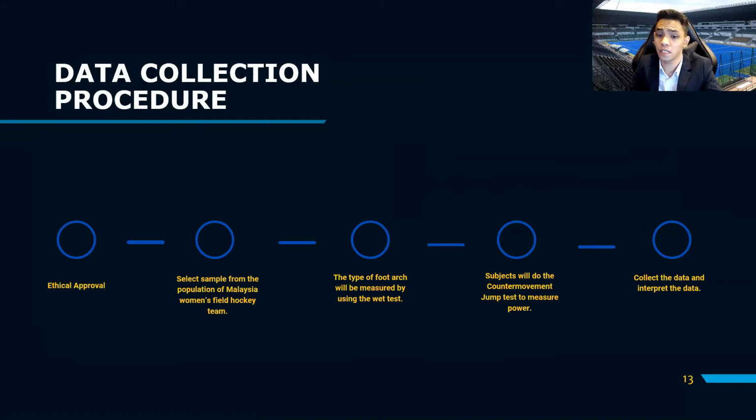Next, subjects will do the countermovement jump test for power. And finally, the data collected will be arranged according to the subject's type of foot arch and then analyzed to identify which type of foot arch shows better result in power.